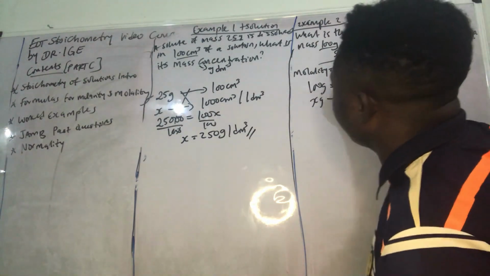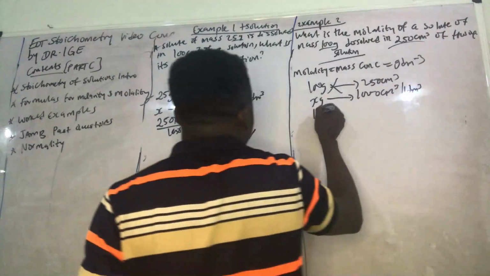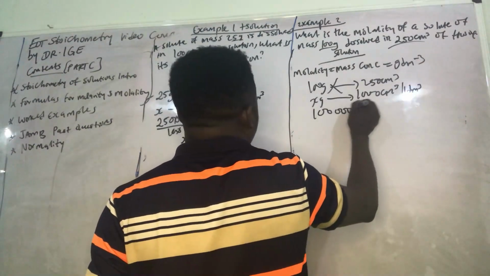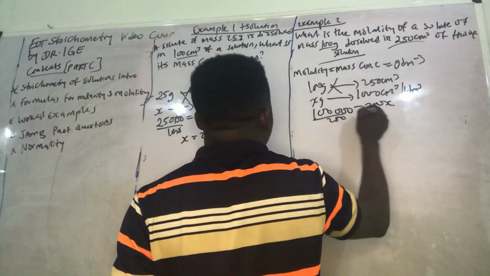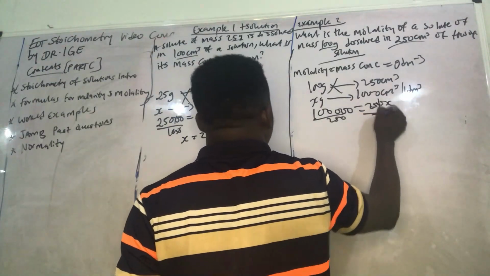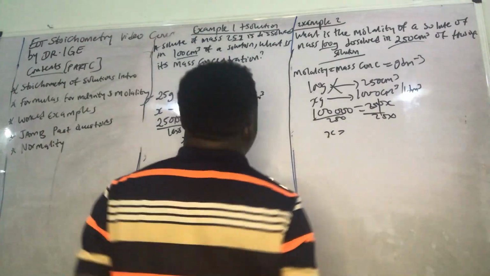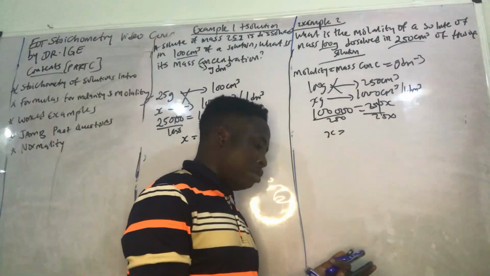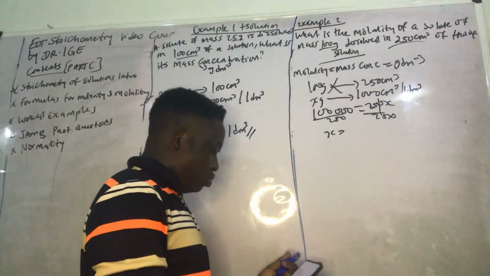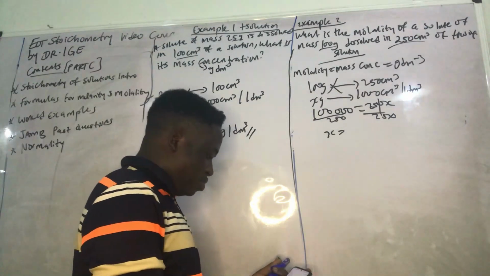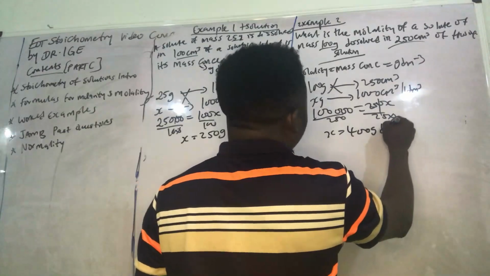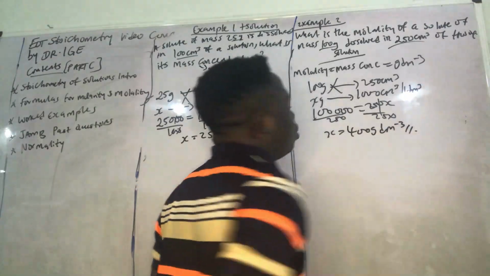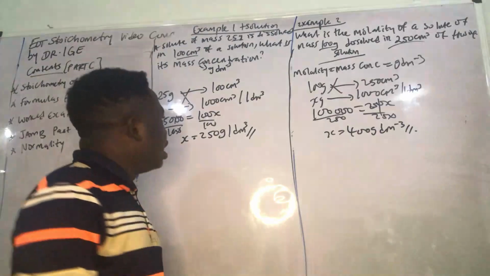Just multiply. If you multiply, you have 250x equals 100,000, divided by 250. So we now have that x equals 100,000 divided by 250. Using the calculator, 100,000 divided by 250 is 400 gram per dm3. See, very easy. Let's come back to this place.